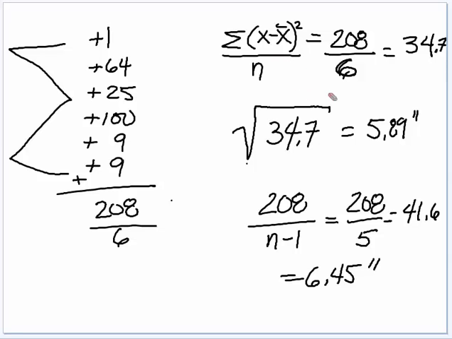So doing it this way gives you 34.7, but what we really want to do is divide by n minus 1. So here we got the 34.7, took the square root of 34.7, and we got 5.89 inches. If we take the same thing and divide by 5, we get 41.6. Take the square root of that, we get 6.45.